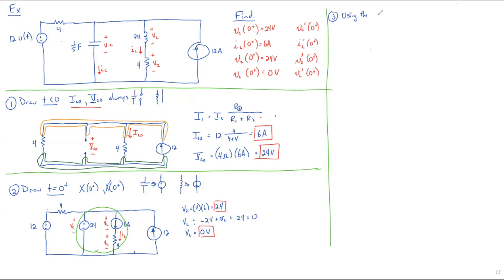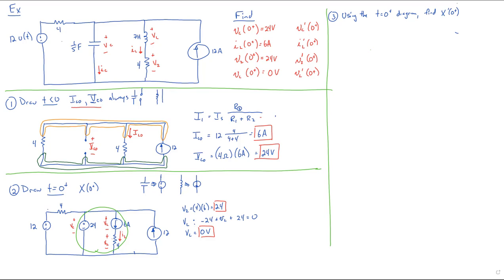Using the t equals 0 plus diagram, find x prime of 0 plus. So I got a little ahead of myself with step 2. I said we'd find that too. I'm going to keep that for step 3, just because otherwise this video is going to be way too long. So using the t equals 0 plus diagram, find x prime of 0 plus.